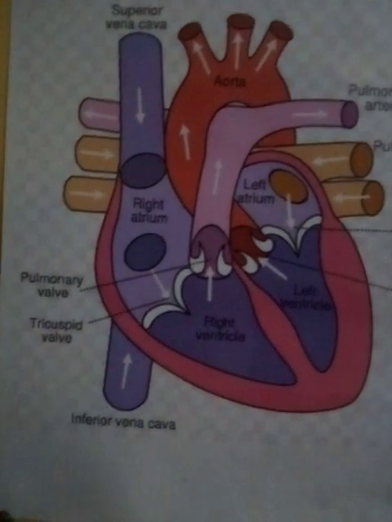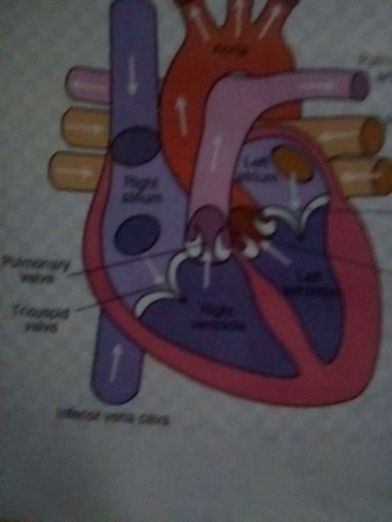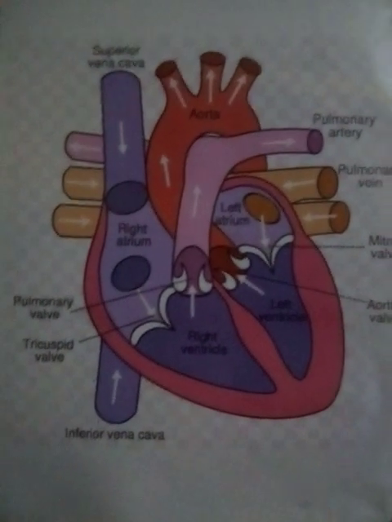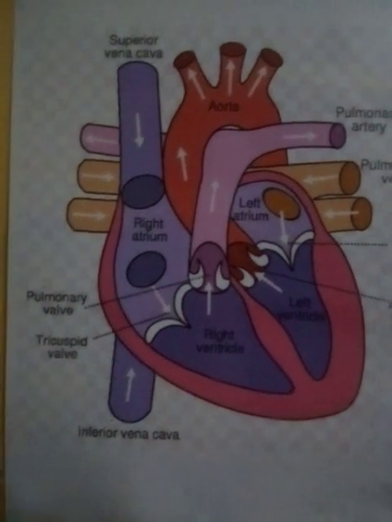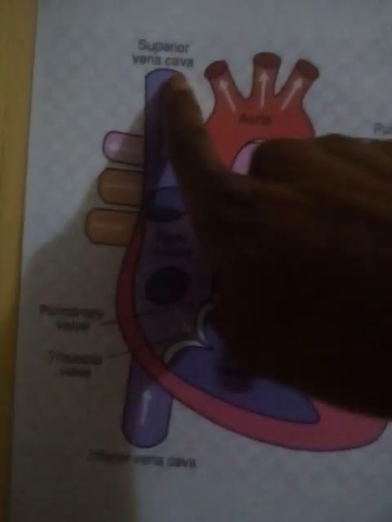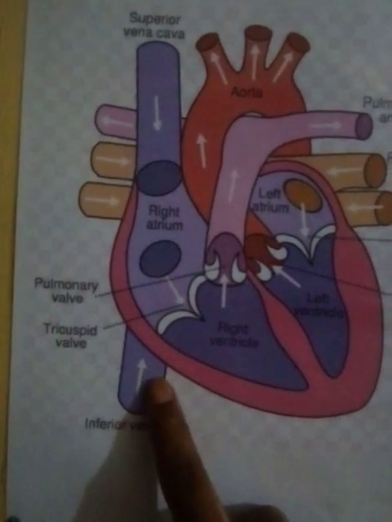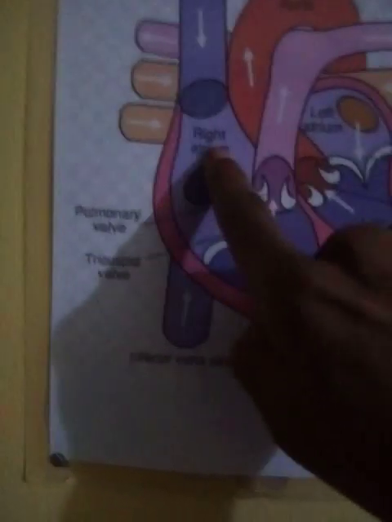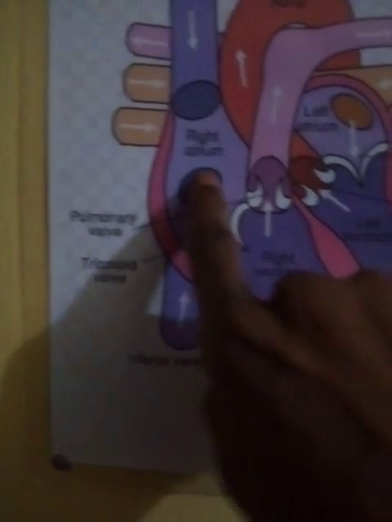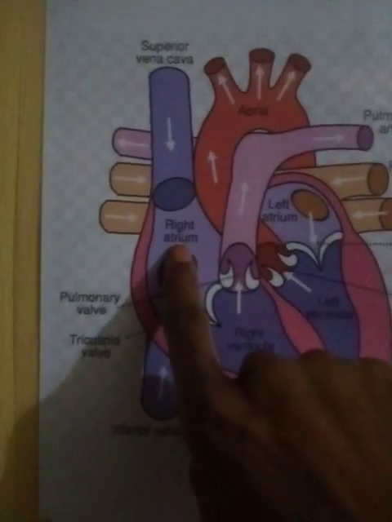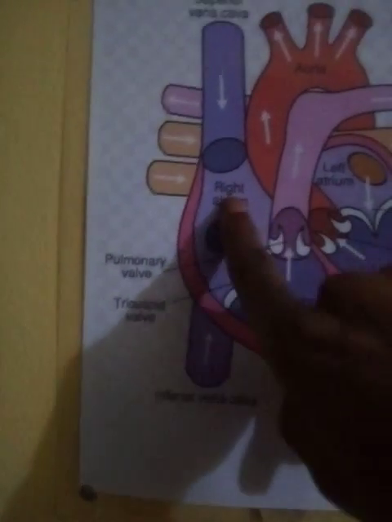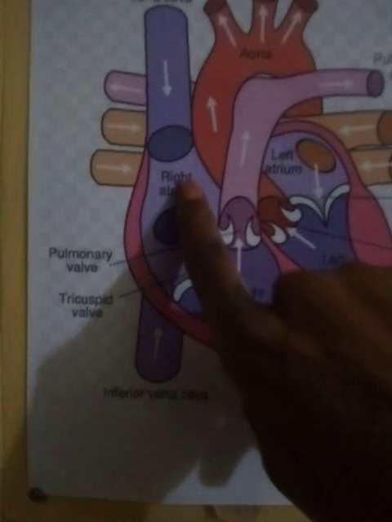The deoxygenated blood. When we talk of deoxygenated blood, that is poorly oxygenated blood. The deoxygenated blood comes from the superior vena cava and then the inferior vena cava. So blood comes from the superior and inferior vena cava into the right atrium. This is the right atrium. The blood coming from the superior and inferior vena cava empties its content here at the right atrium.